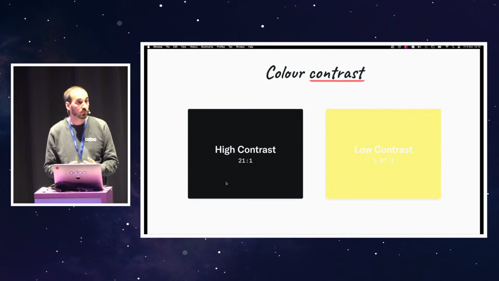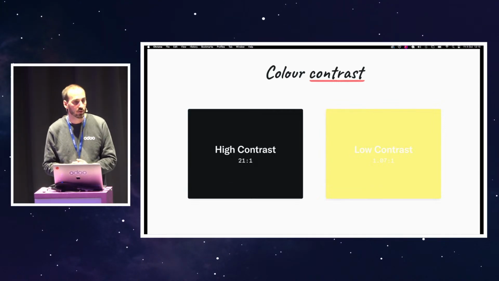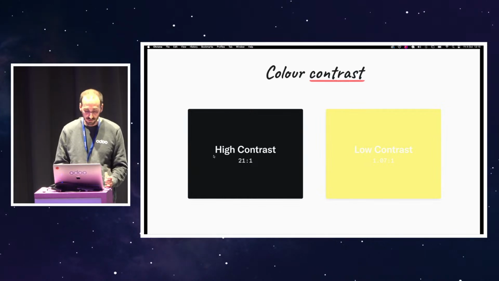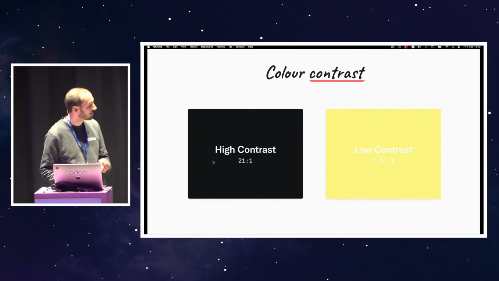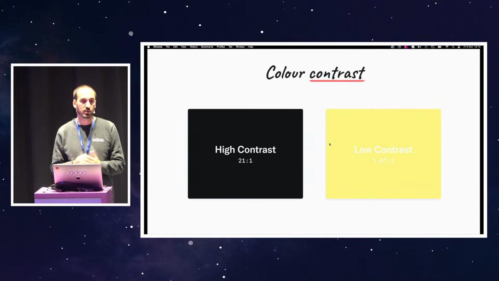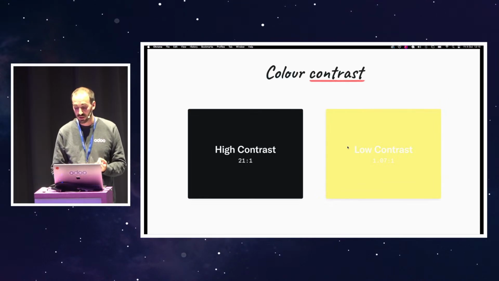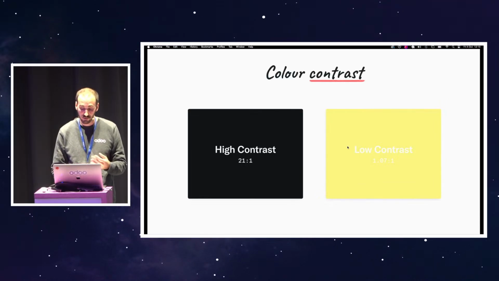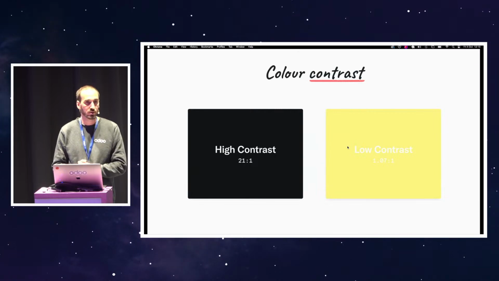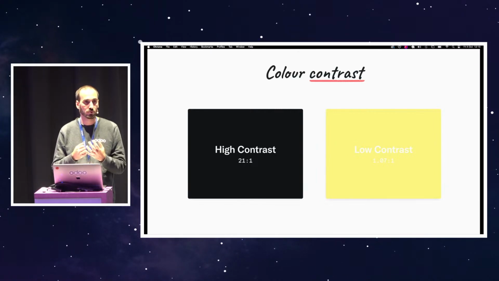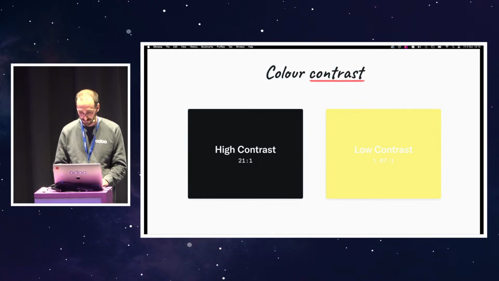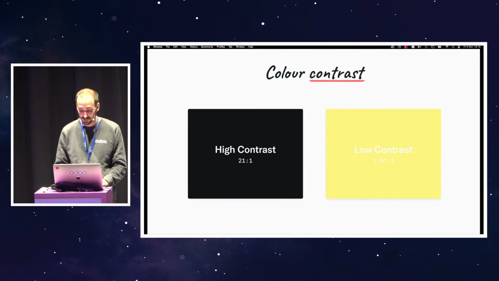Another important thing to take into account is contrast. Here I've got two examples. On the left, you can see a very high contrast, and on the right, a very low contrast. That makes the content not legible or readable. So you have to make sure that you have a good contrast so everyone can read your content. This is also important for SEO as well.